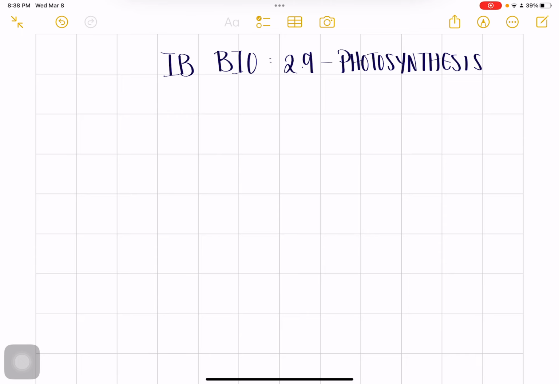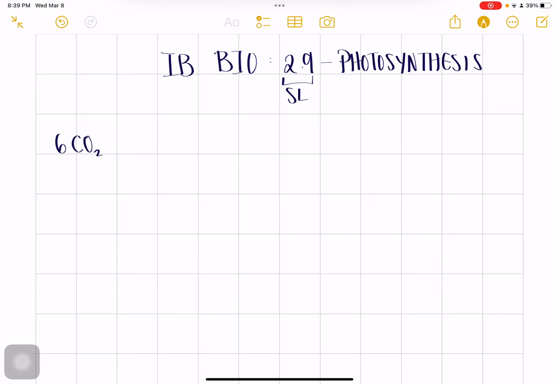Today we're going to be talking about Module 2.9 in IB Biology, which is all about photosynthesis. Now, this is an SL level, so that's good for you if you're SL. Great. Okay, so we're going to start off by talking about the chemical equation.